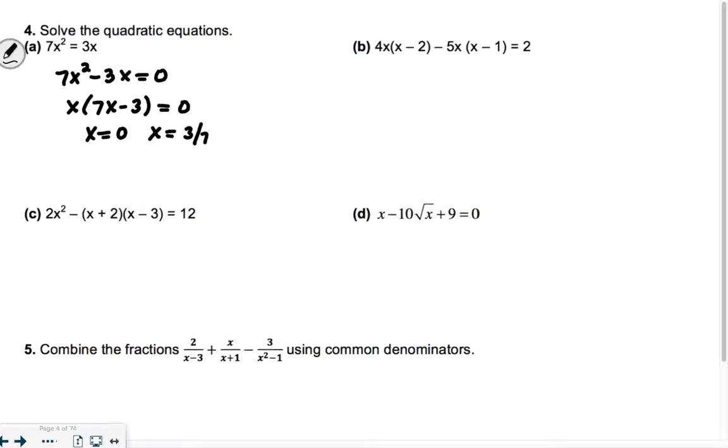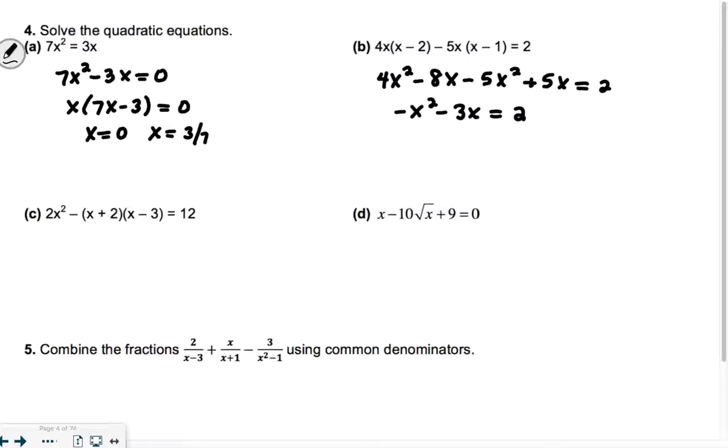All right, same idea on B. We're just going to simplify first, try to factor if possible. So I get 4x squared minus 8x minus 5x squared plus 5x. You guys all have plus 5x on your paper? Yep, equals 2. We start combining like terms, so I get negative x squared minus 3x equals 2.